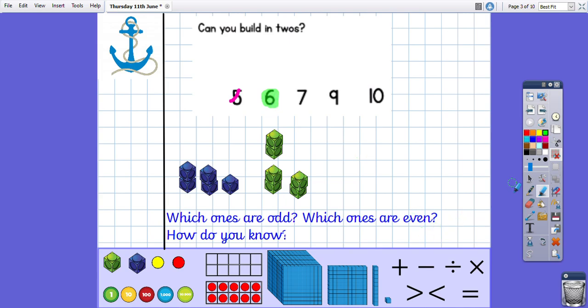I want you to predict what you think will happen to 7, 9 and 10. Which ones are odd and which ones are even? How do you know? Well, we know that the even ones we can build in our twos. 5, 7 and 9 are odd. We cannot build them in twos. We would need an extra piece, wouldn't we?